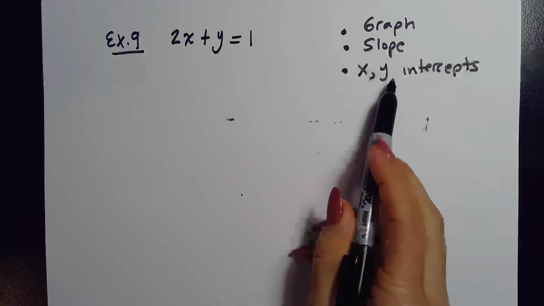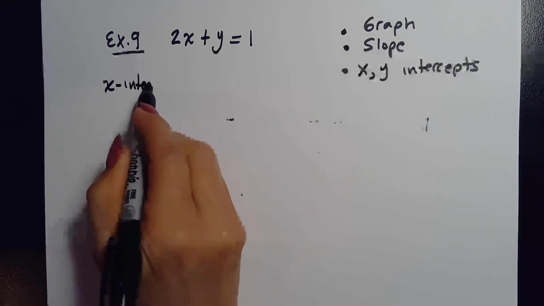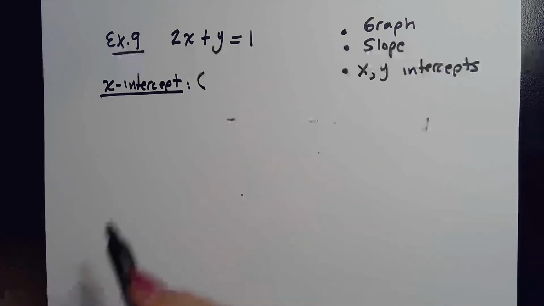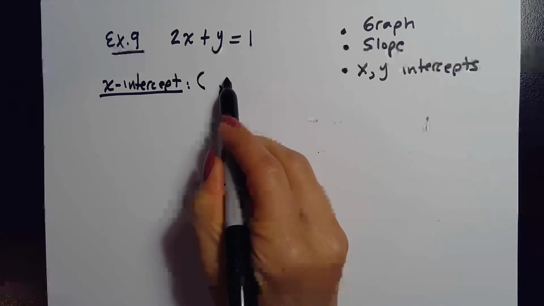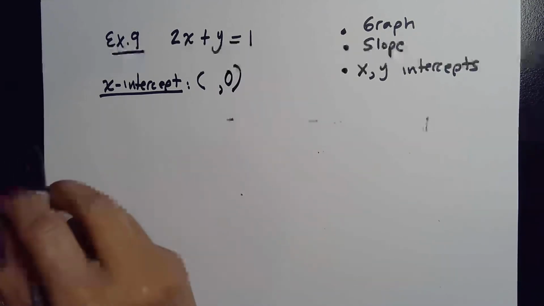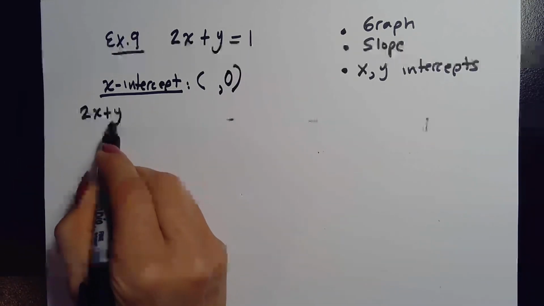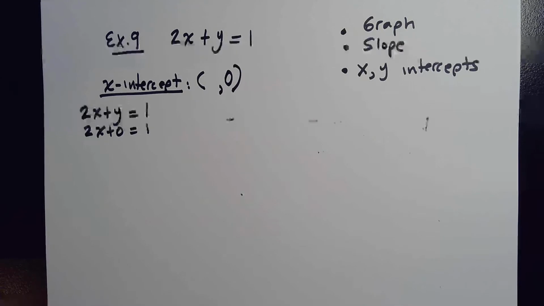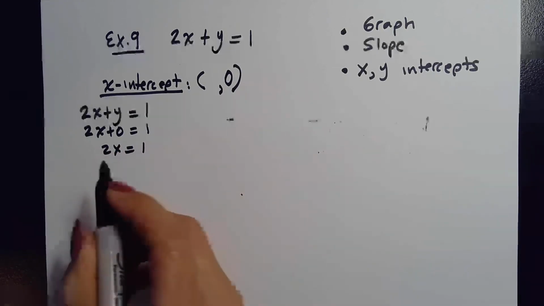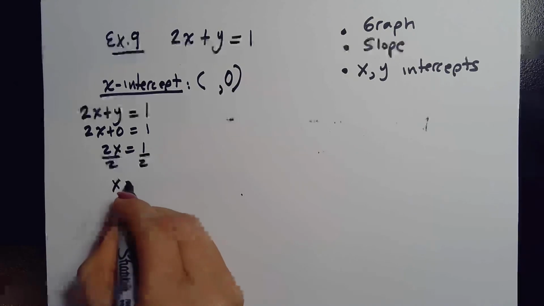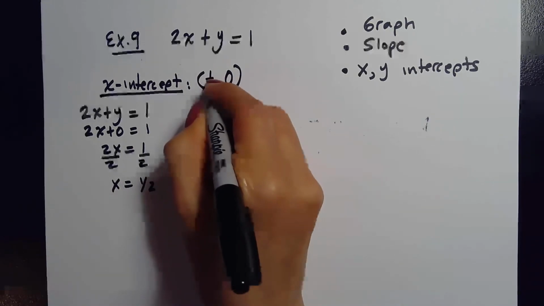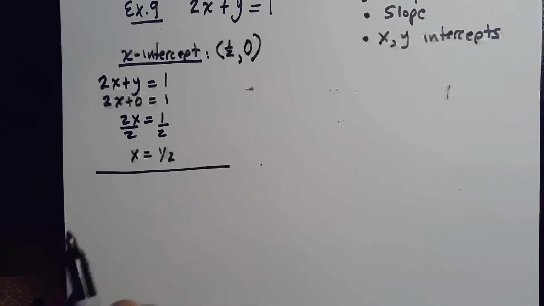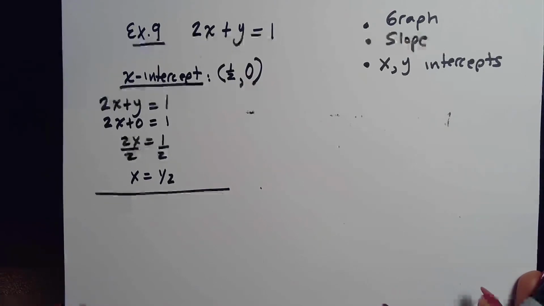So we're going to find the x-intercept first. Remember that this is the point where the graph crosses the x-axis. The way to find it is you let y be equal to 0 and then solve for x. So you have 2x plus y equals 1. Let y be equal to 0 and solve for the x value. So this is 2x equals 1. You divide by 2, and x is equal to 1/2. So the x-intercept is 1/2 comma 0.